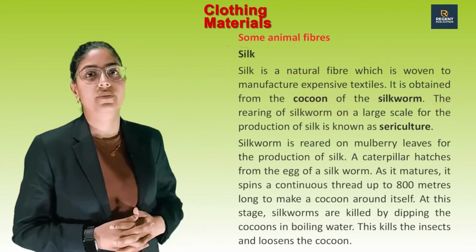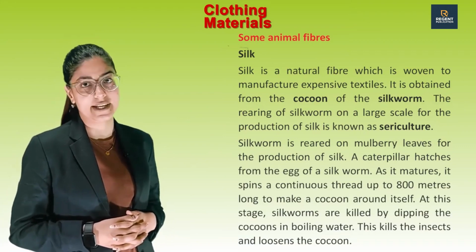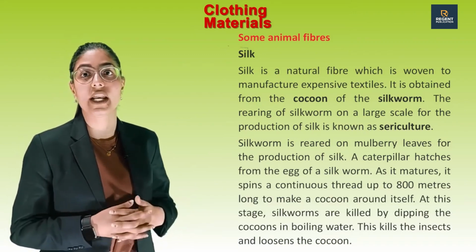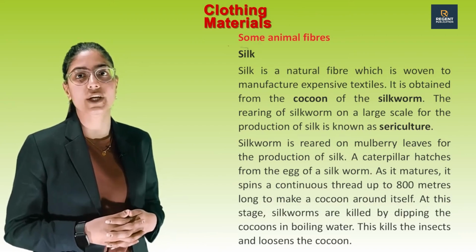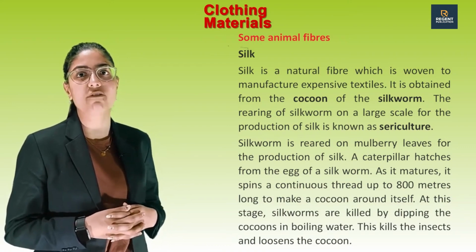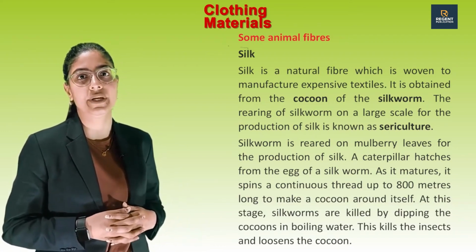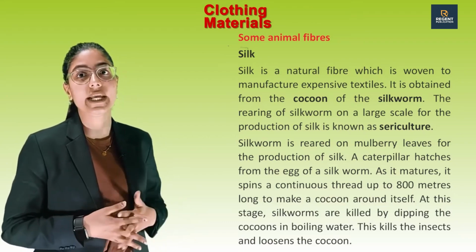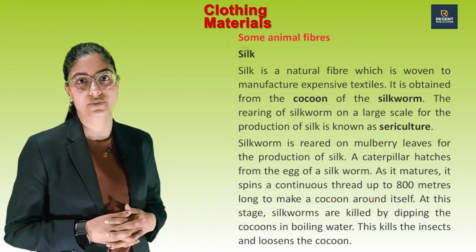Some animal fibers. Silk. Silk is a natural fiber which is woven to manufacture expensive textiles. It is obtained from the cocoon of the silkworm. The rearing of silkworms on a large scale for the production of silk is known as sericulture. Silkworms are reared on mulberry leaves. A caterpillar hatches from the egg of a silkworm. As it matures, it spins a continuous thread up to 800 meters long to make a cocoon around itself. At this stage, silkworms are killed by dipping the cocoon in boiling water. This kills the insects and loosens the cocoon.